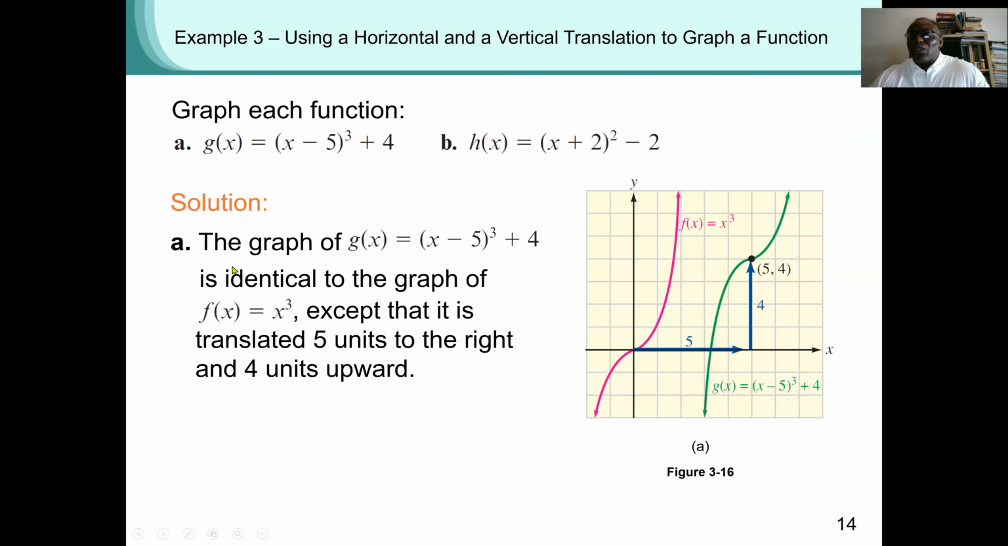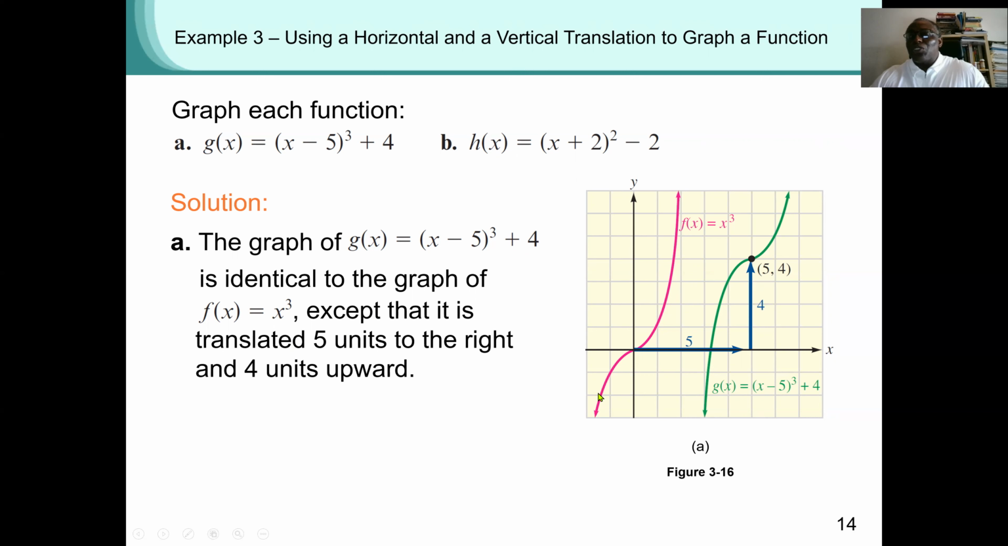So let's start with the example. The graph of g at x equal to x minus 5 cubed plus 4 is identical to the graph of f at x equal to x cubed, except that it's going to translate 5 units. Again, the minus 5 is in the parentheses, so 5 units to the right. Then plus 4 outside the parentheses will be the vertical translation. Since it's plus, it's going to translate upward 4 units. So that's our answer here.